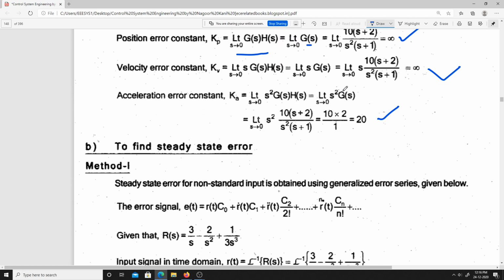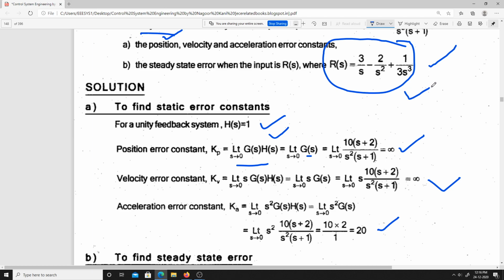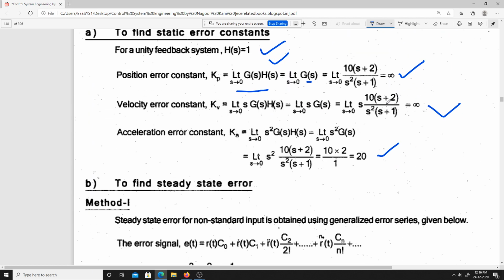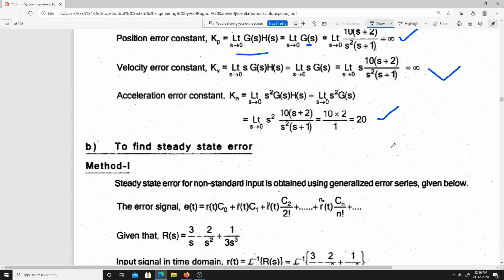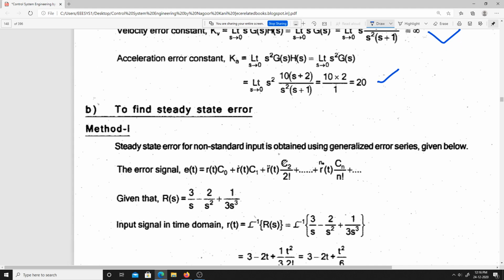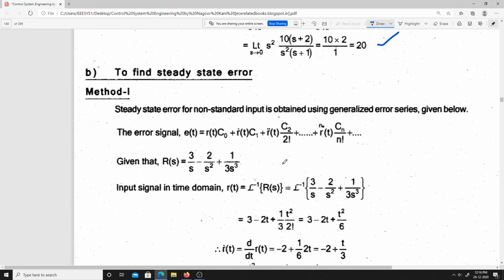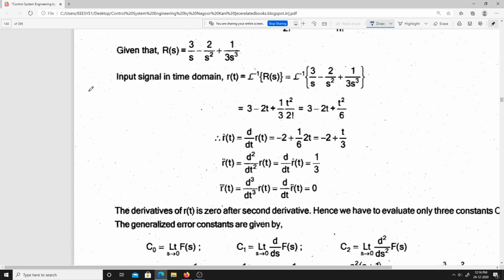Now how can we find the steady state error for a non-standard input? Whatever input we have here is a non-standard input, and it is handled by the generalized error series. We have not discussed the generalized error series yet. Is it clear? I have not discussed this topic to you, so later we'll discuss this question.